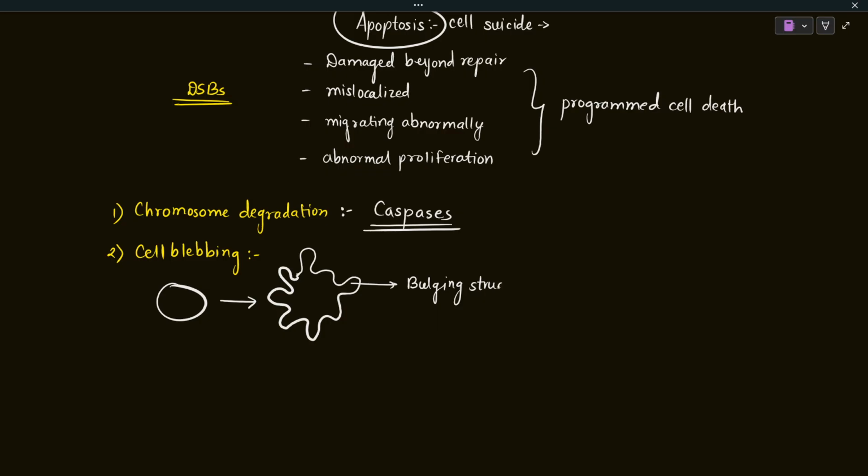Those bulging structures are formed in the cell. Those protruding bodies are formed, and this is known as apoptotic blebbing.